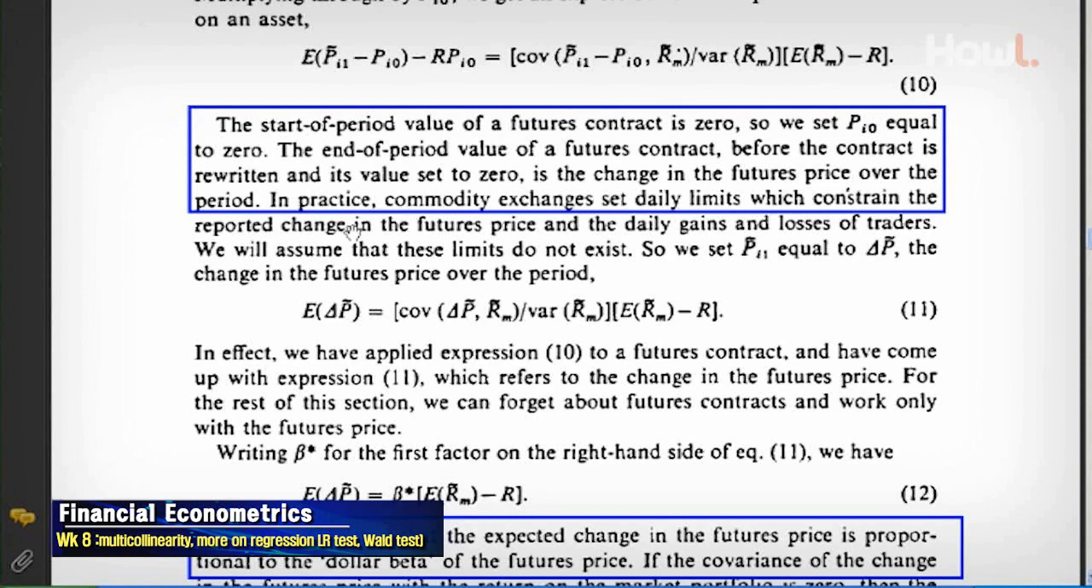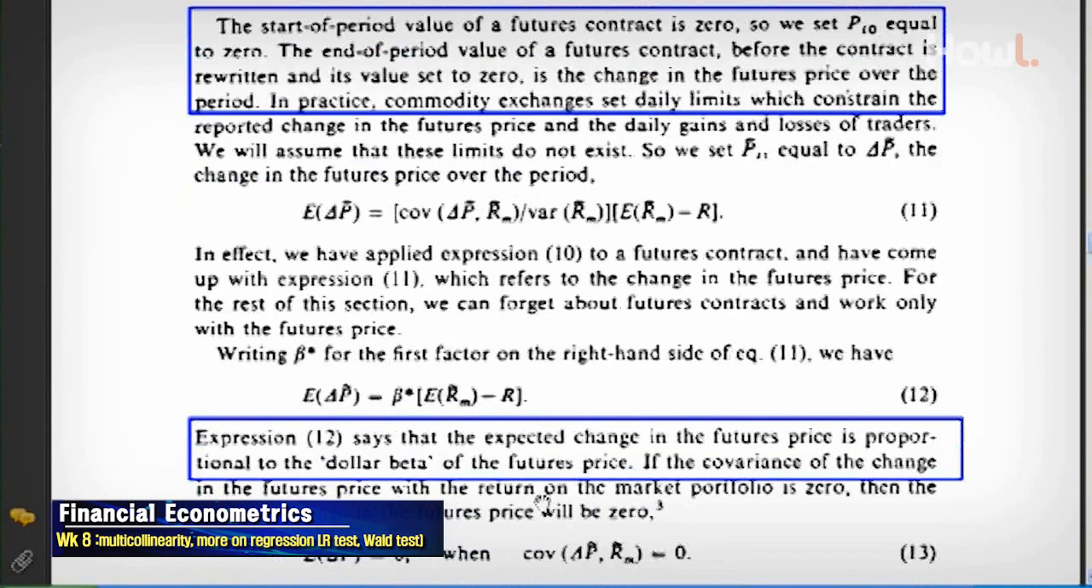So anyway, we will assume that this limit does not exist. So PI1 equals, basically, PI0 is 0. So PI1 should be equal to the change of the price between time 0 and t, right? So this one equals this one. By setting this one to 0 and PI1 equal to delta P, this entire equation will be like this. And then writing this part as beta star for the first factor on the right side of equation 11, it is like a dollar beta, not a return beta.